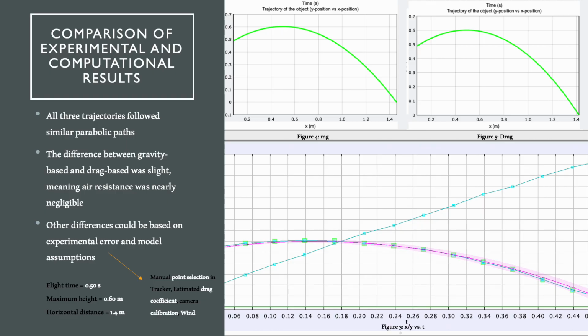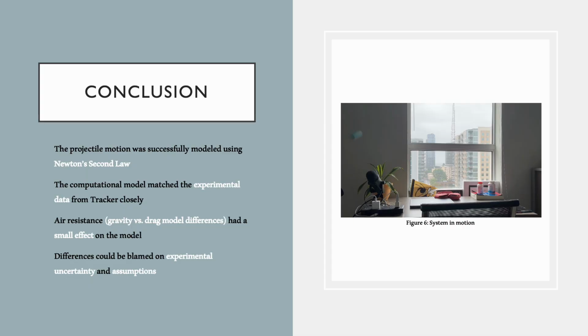Any remaining differences between the models and the experimental data are likely due to the sources of experimental uncertainty. These include manually selecting the ball's position in Tracker, slight calibration errors, uncertainty in the estimated drag coefficient, and small variations during the throw. In conclusion, this lab demonstrated that projectile motion can be accurately modeled using Newton's second law.